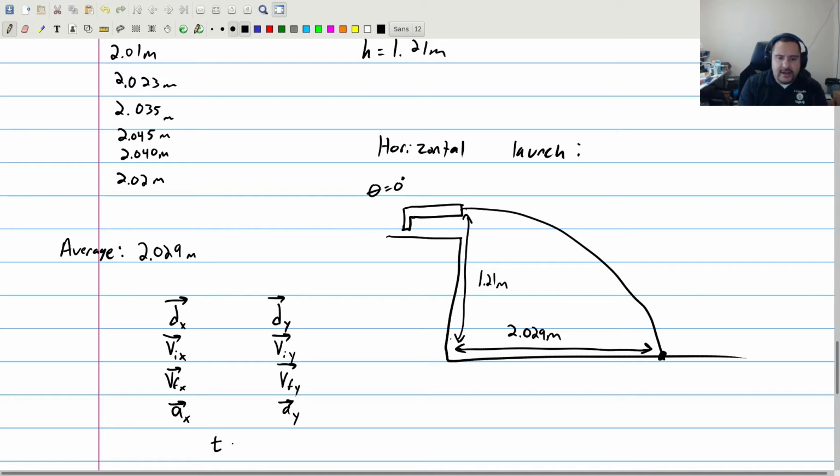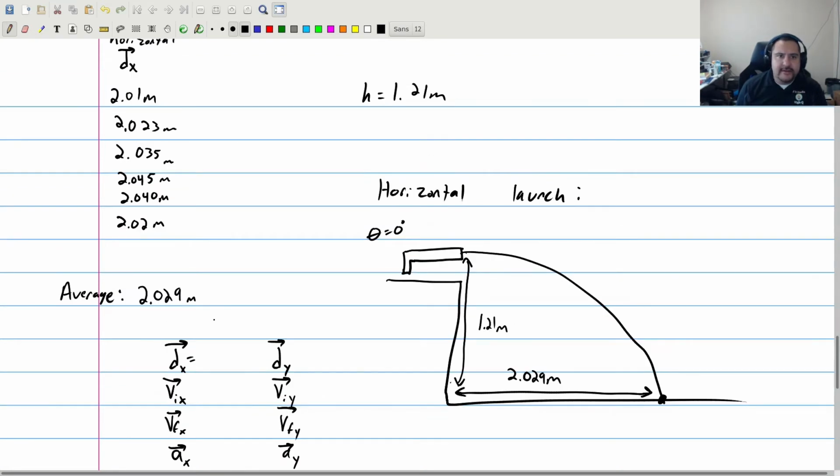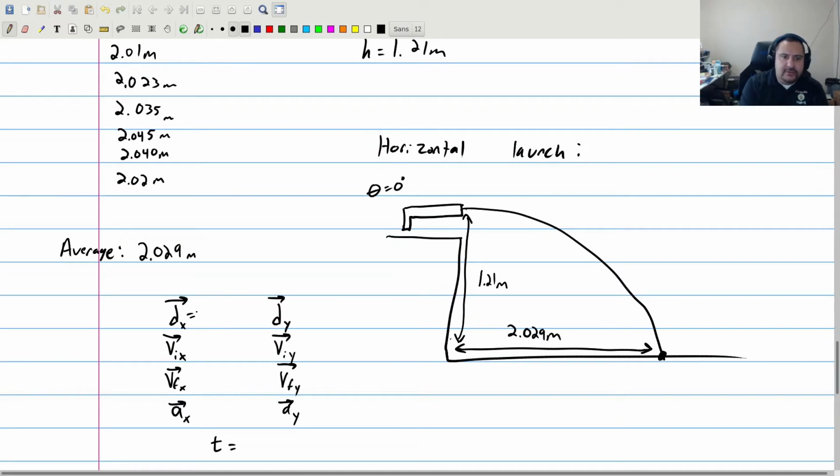All right, and this is equal to, let's see, distance in the x direction was 2.029 meters. Distance in the y direction is 1.21 meters. I don't know v initial x yet, but I do know v initial y is going to be 0 meters per second since we're launching horizontally. I don't know either the final velocities, but I do know both of the accelerations.